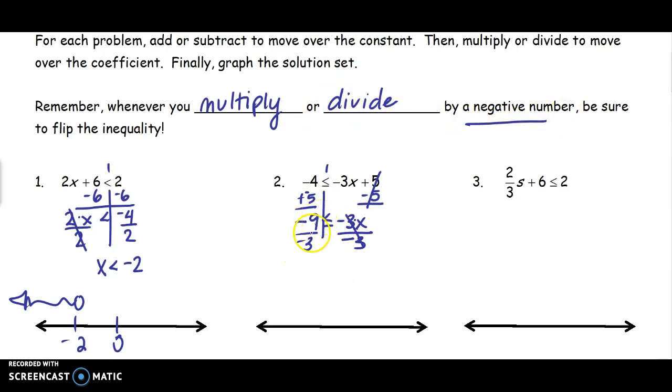So negative 9 divided by negative 3 is a positive 3, but now it's greater than or equal to because we must flip that symbol. But again, think back to yesterday. There were a couple problems where x isn't on the left-hand side, so we have to take this whole thing and flip it. So we would say x is less than or equal to 3. So here's 0 and 3, and since it's equal to, we would have a closed circle pointing to the left.